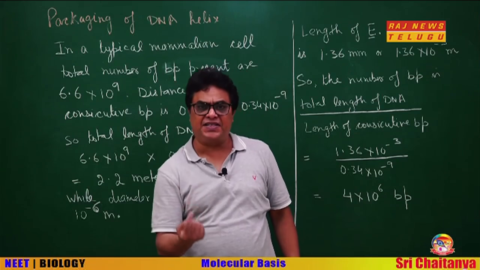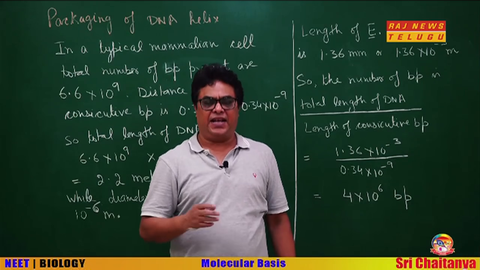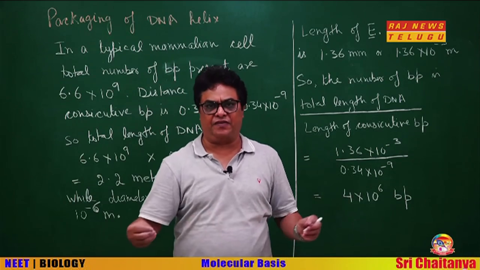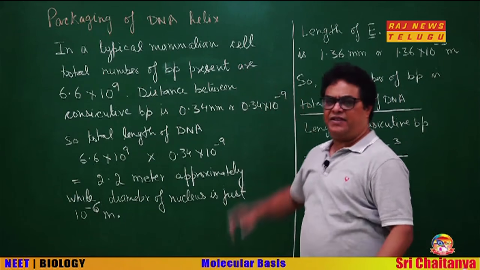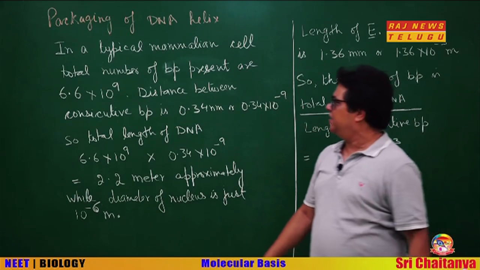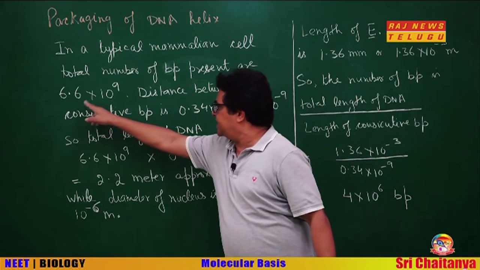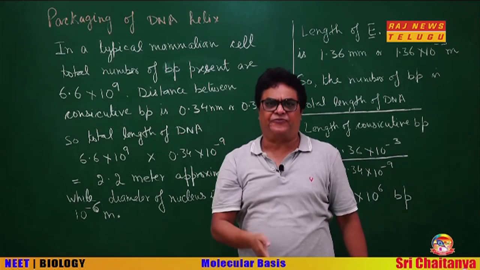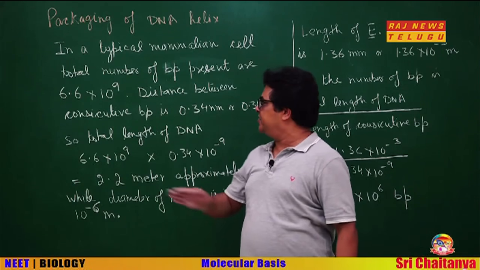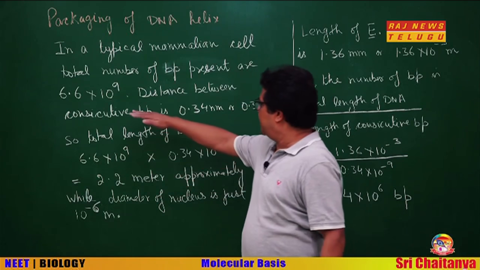Okay, in one cell of ours, a cell that we cannot even see with the naked eye, what is the length of the DNA present? Let us see. In a typical mammalian cell, that is our own cell, the total number of base pairs present is 6.6 × 10^9, because one set of chromosomes has 3.3 × 10^9 and a diploid cell has two sets of chromosomes.